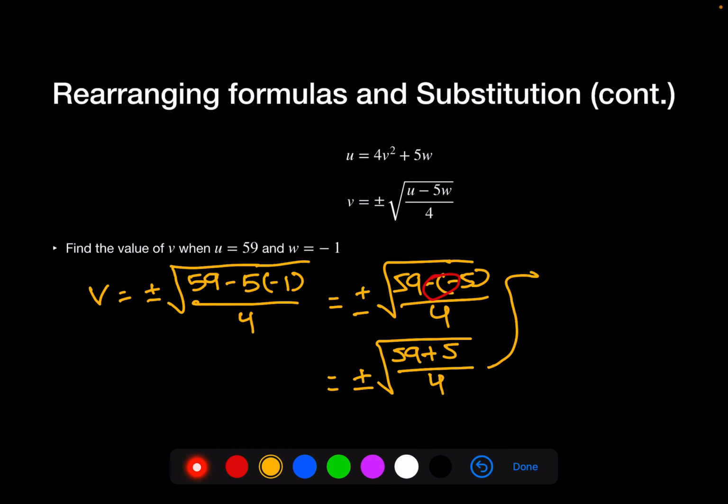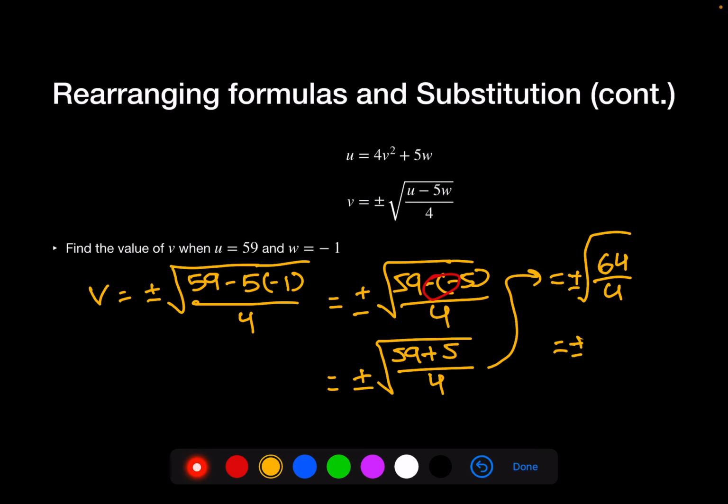so now the next bit is that we take 59 plus 5 over here. 59 plus 5 gives us 64. So we have 64 on 4 and then the square root on the outside. And then you do what's inside the square root. So 64 divided by 4 gives you 16.